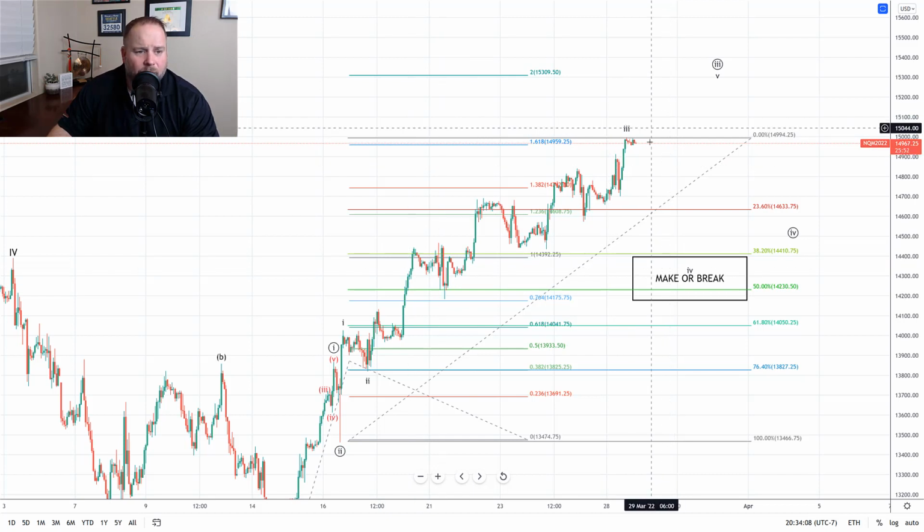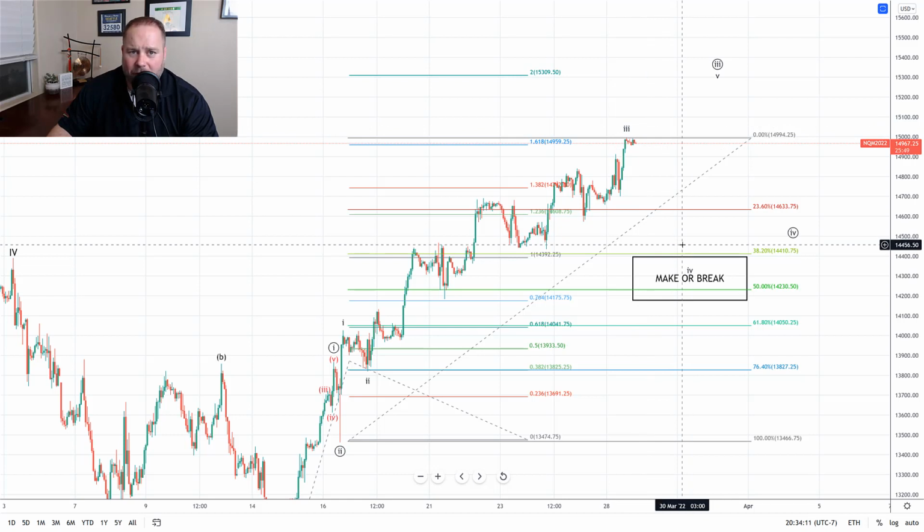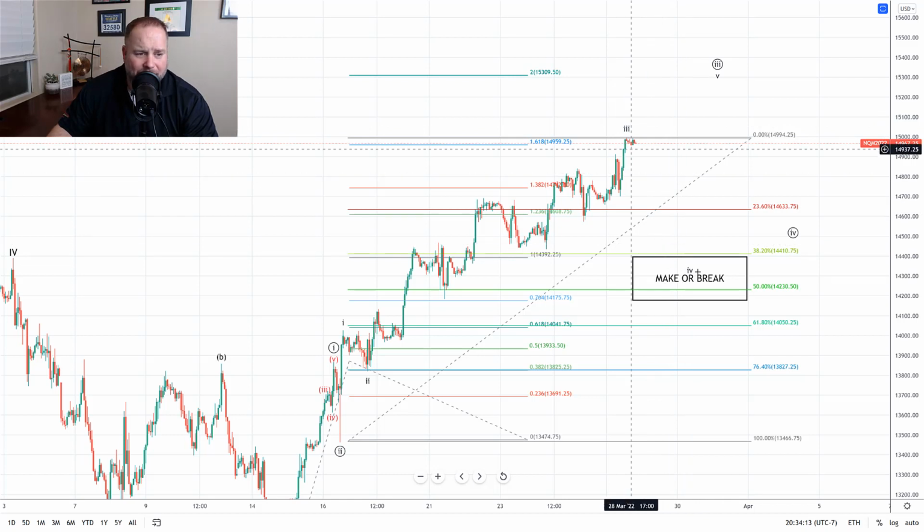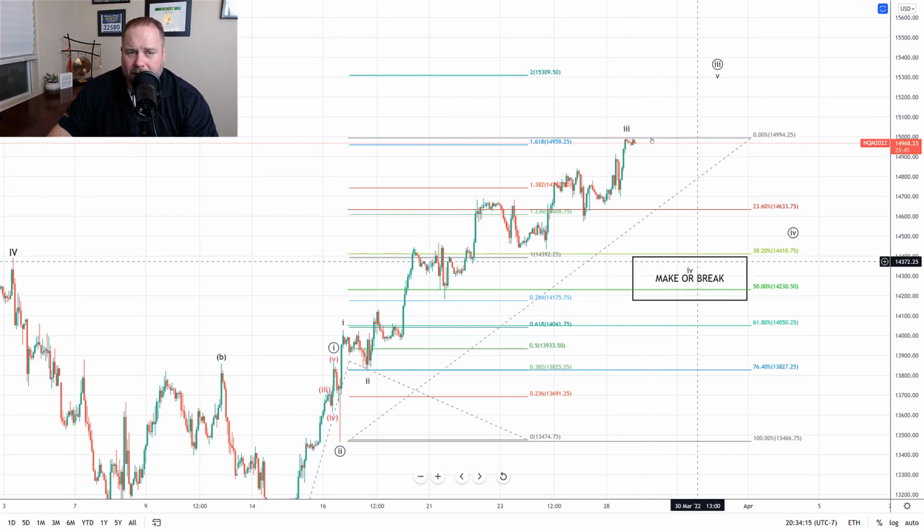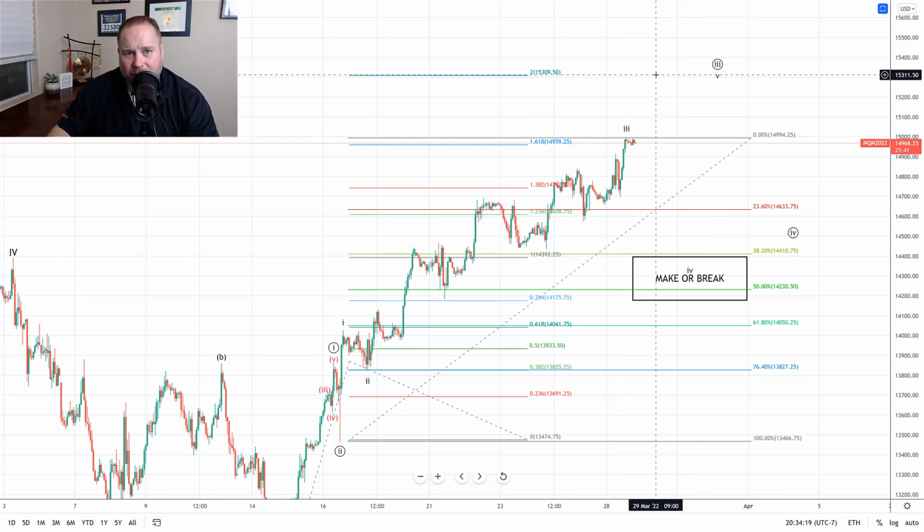So remember, we're looking for a pullback to test the pivot. That's our primary path. I still think we need a pullback into this area. And then if that doesn't happen, the next fib up, as I said, on the NASDAQ is 15,309, and then a similar setup on the ES.